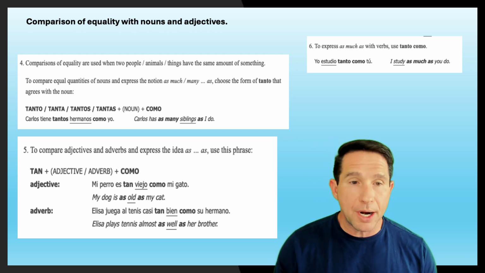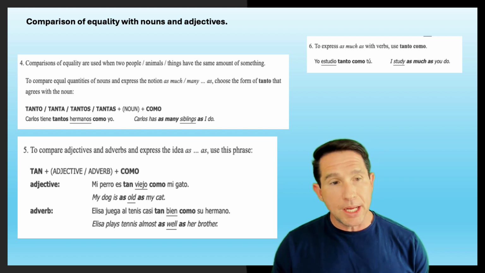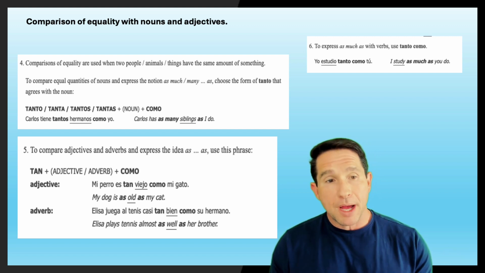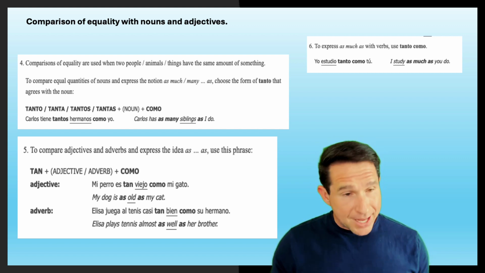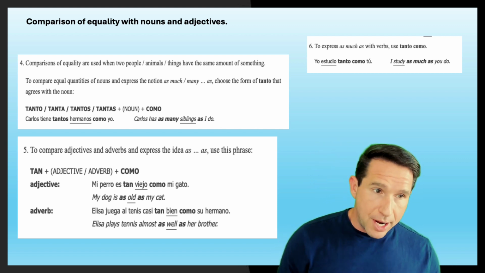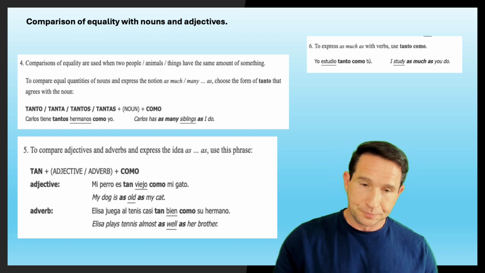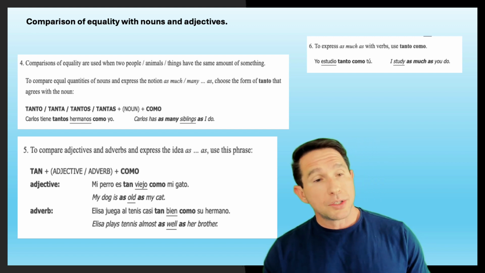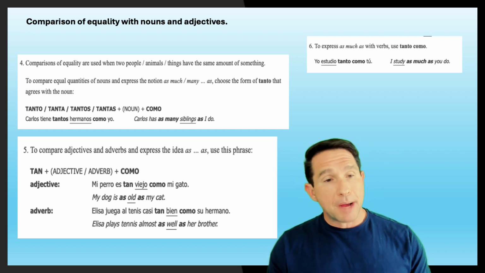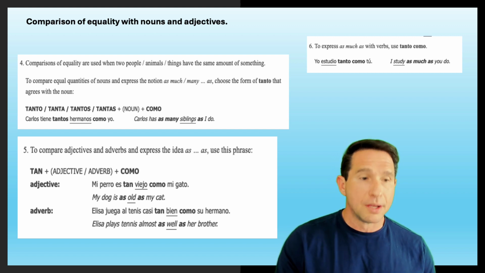So what are we comparing? Hermanos, a noun, brothers, right? So Carlos tiene tantos hermanos como yo. Hermanos is plural and masculine, right? So it's tantos. Carlos tiene tantos hermanos como yo. Very good. If it were hermanas, it would be Carlos tiene tantas hermanas como yo, right? As many as, right? So good.